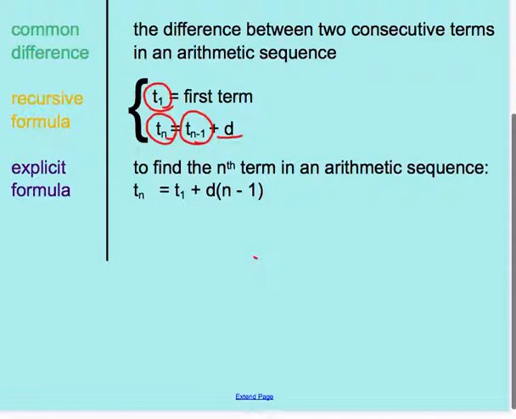The explicit formula you can use to find any term in the sequence if you know the first term and the common difference. So again, here we've got our first term plus the common difference times the quantity n minus 1. Now when we write our formula, n will be the variable because that will change depending on which term in the sequence we're looking for. So we'll see how to use that in a little bit.